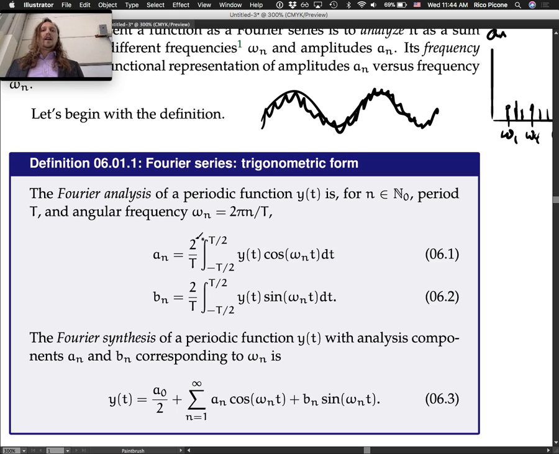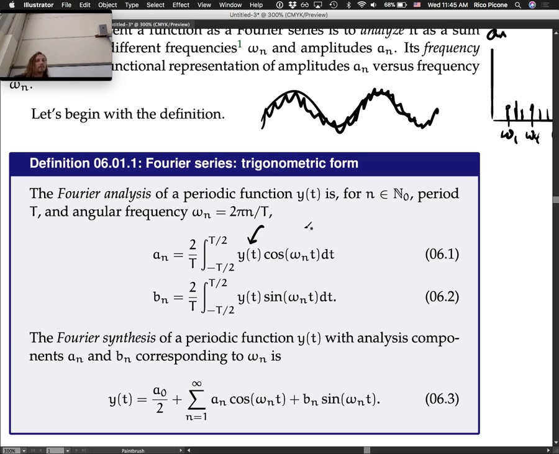So we say a n and b n are very similar. You put your function y of t inside the integral, and you multiply it by cosine of omega n t, and you integrate it over one period. In fact, I wrote this as being over the period negative T over 2 to positive T over 2. Any period is valid, so as long as you integrate over one period, you're fine.